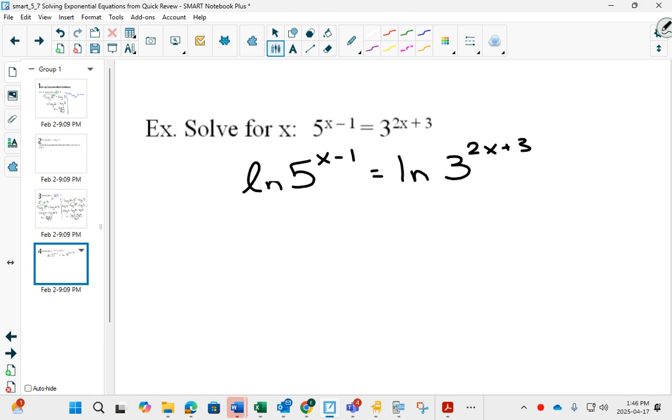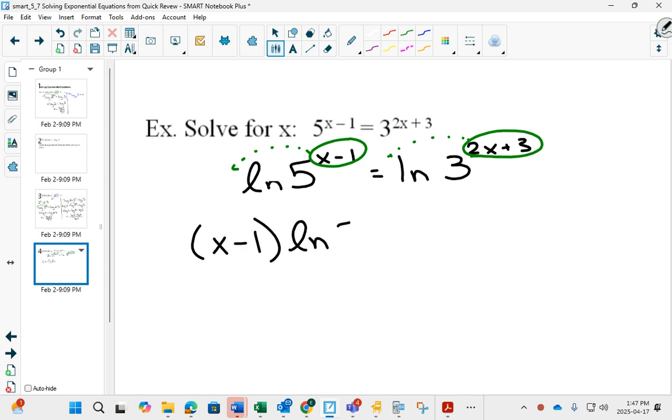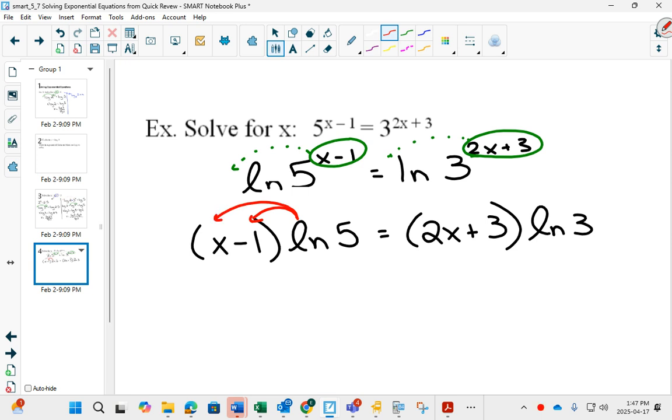And if I do this, this is an exponent to the whole thing, it can come out in front. So when your exponent is a binomial and you bring it out in front, make sure you remember to put it in brackets. Because that whole thing has to multiply by the natural log. And then since the natural log of 5 is a number, you can distribute here and you can distribute here.